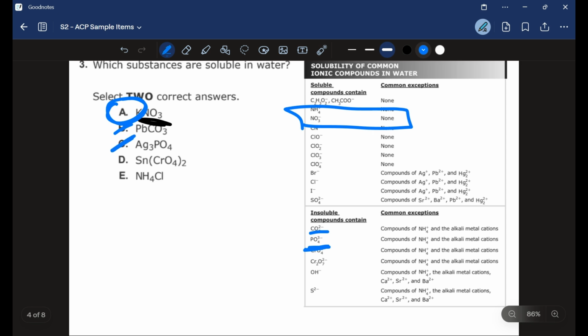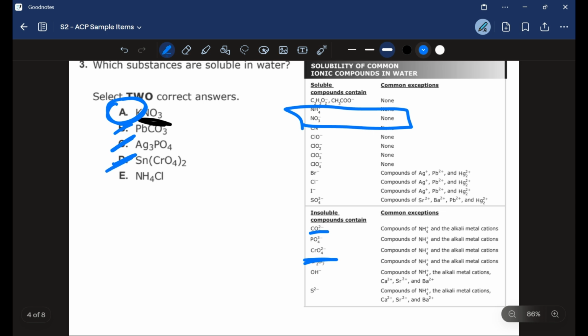D is SnCrO4. CrO4, I kind of blocked it out. It's right there. CrO4 is insoluble unless it's bonded with ammonium or an alkali metal. Tin is neither of those, so D is not our answer either.